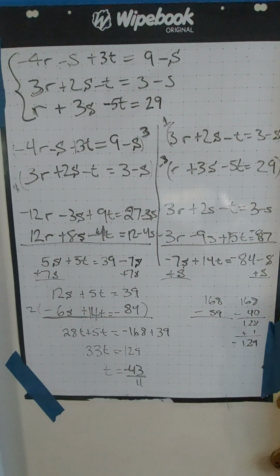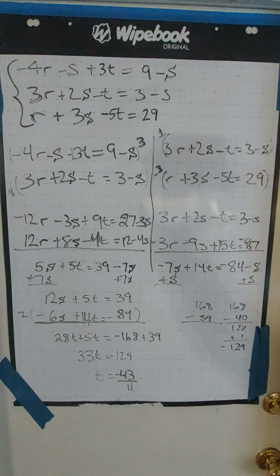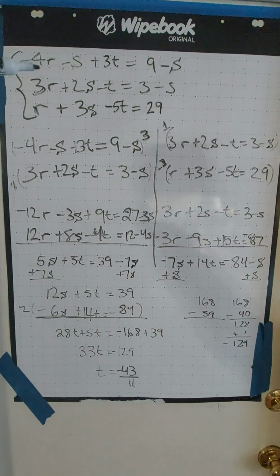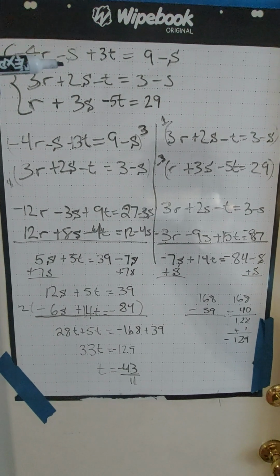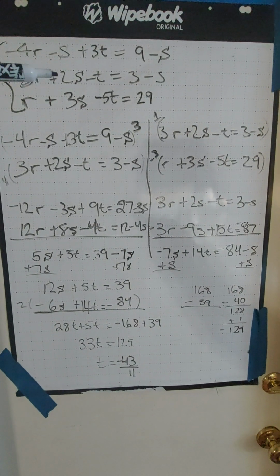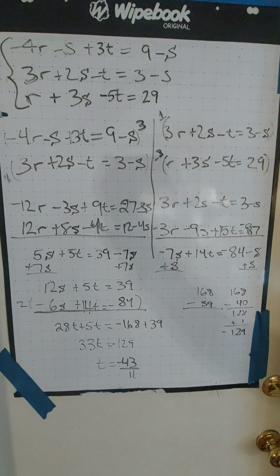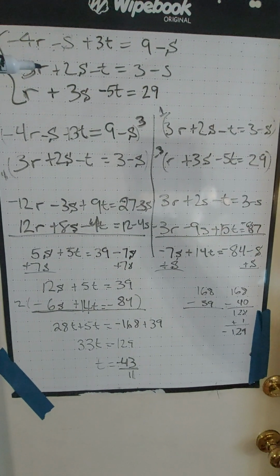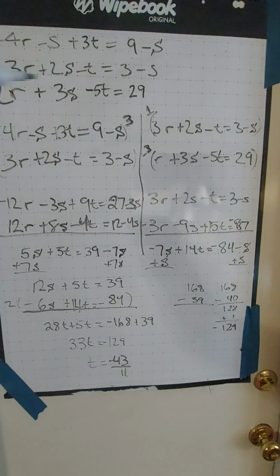All right, welcome back. To solve this problem, we have minus 4r minus s plus 3t equals 9 minus s, 3r plus 2s minus t equals 3 minus s, and r plus 3s minus 5t equals 29.